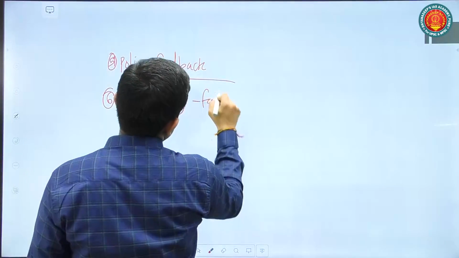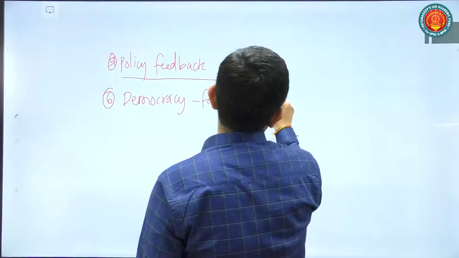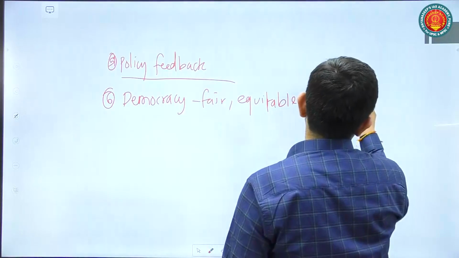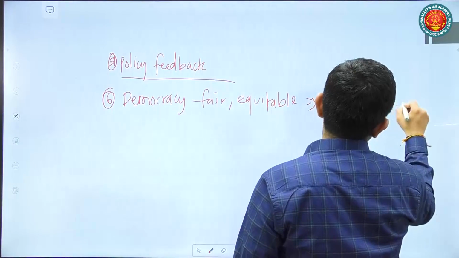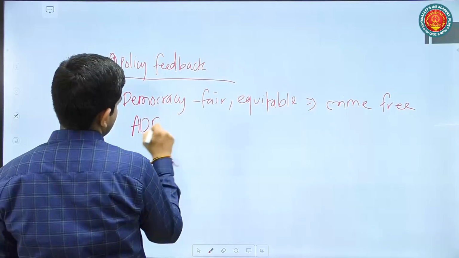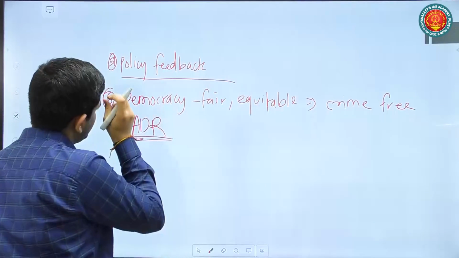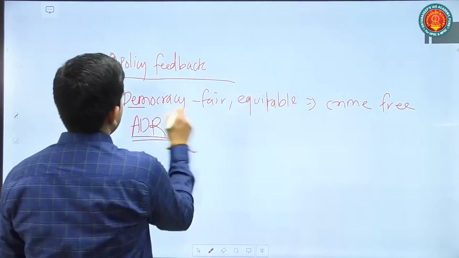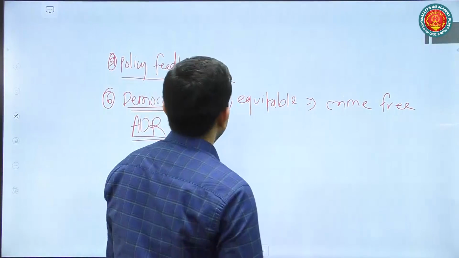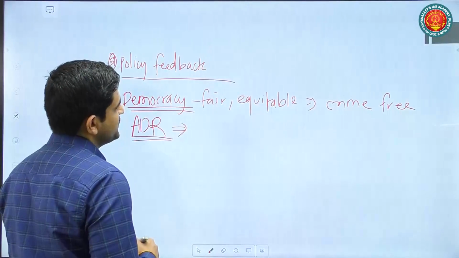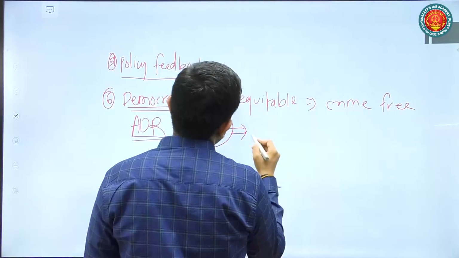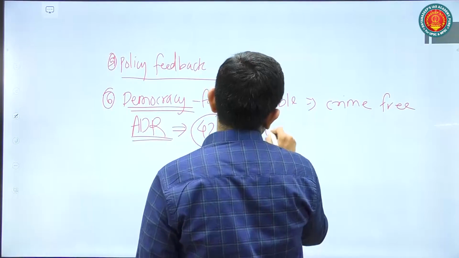more fair, equitable, and crime free. Okay. For example, NGOs such as the Association for Democratic Reforms, which is an NGO acting for making our democracy more vibrant. This NGO has brought various reports which say that around 42% of the total politicians in India have court cases pending against them.